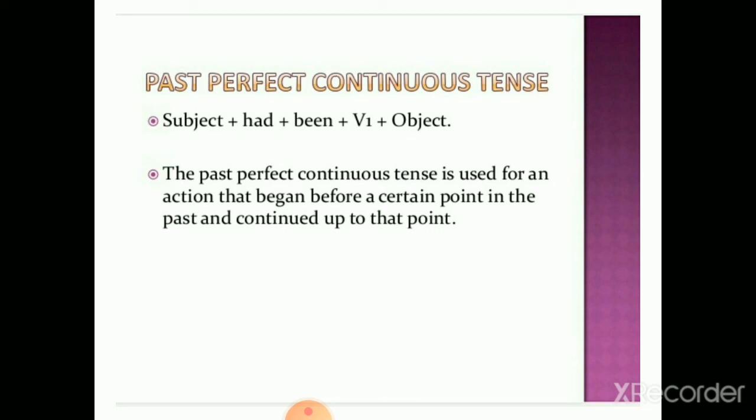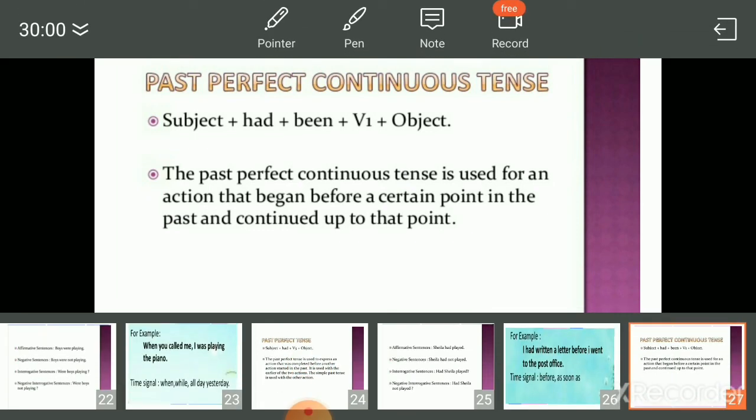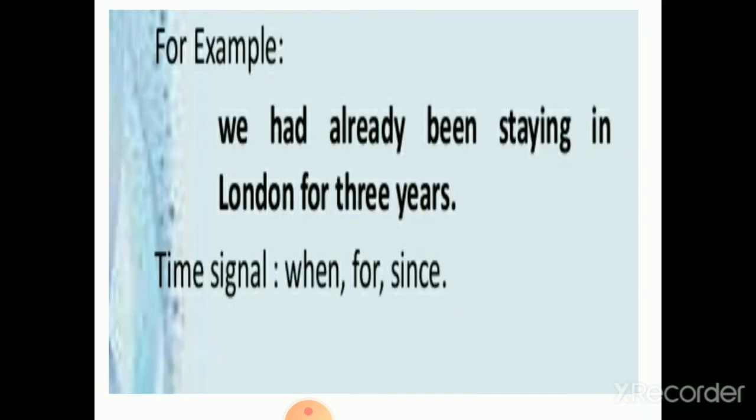So now, past perfect continuous tense. It is used for an action that began before a certain point in the past and continued up to that point. For example, Ria had been playing, Ria had not been playing, had Ria been playing, had Ria not been playing. I hope that you can easily frame these sentences, and definitely you will be able to. For example, we had already been staying in London for 3 years. Time signals: when, for.